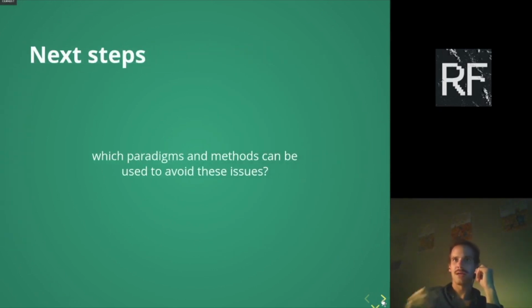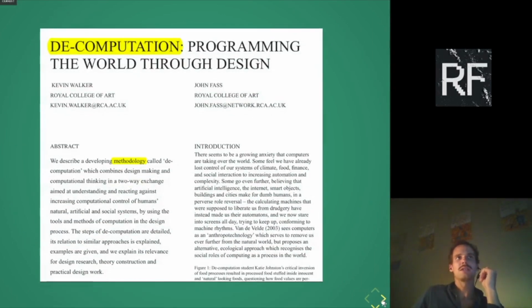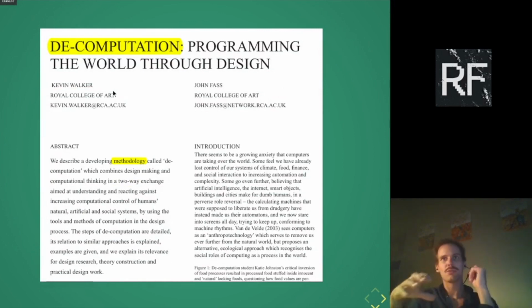But then, what kind of solutions can we bring to overcome this challenge? The first one is a method developed by John Fast and Kevin Walker, and it's called de-computation. It's using computational thinking tools and methods in the design process, and that's a kind of deconstruction posture that is really interesting. Hope you will have a look.